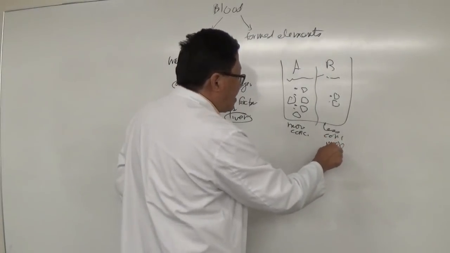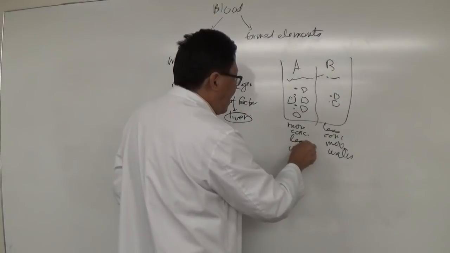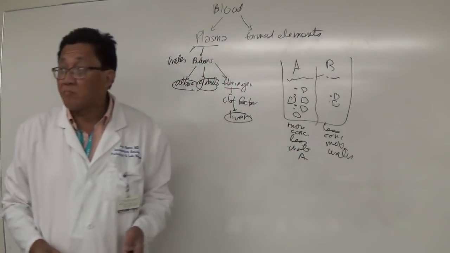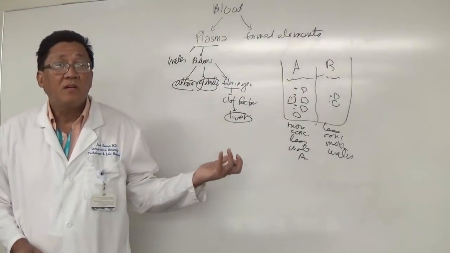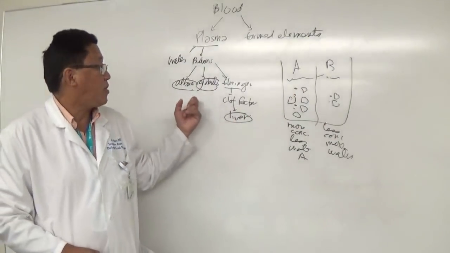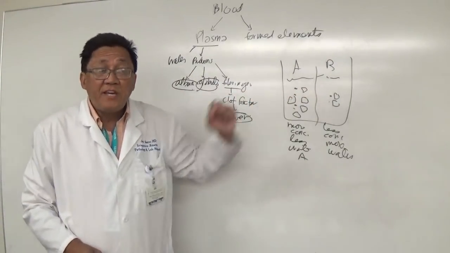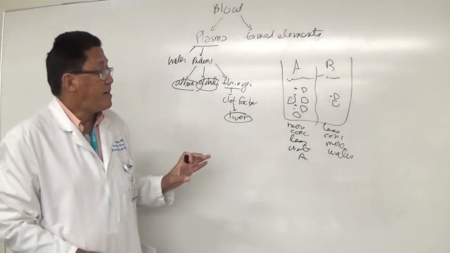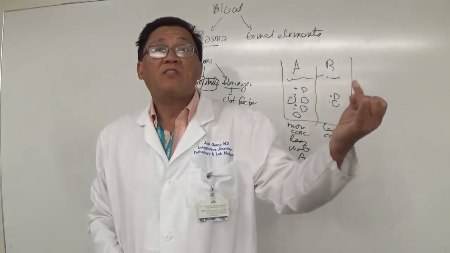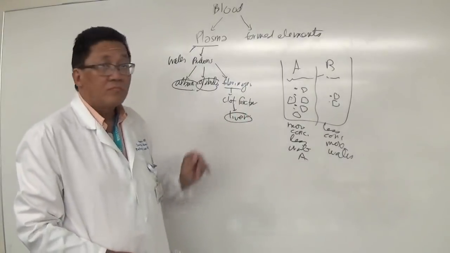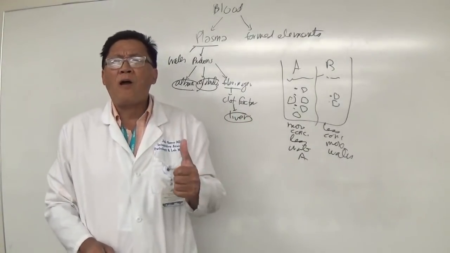B. More water in B, and less in A. Are you following me? Where do you have more water? B. We have less water in A. We have more solutes in A, less in B. Correct? Okay. The point now is, in a solution, you have water and the solute. What is the solute? Albumin and globulin. What is the solvent? Water.